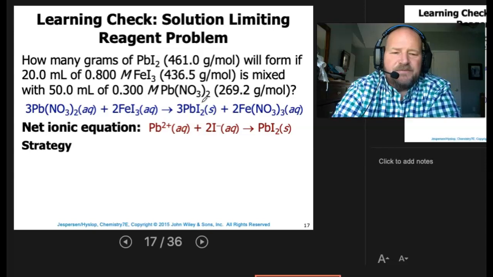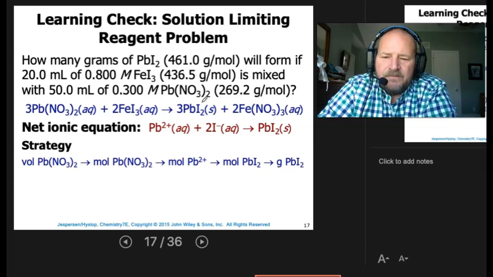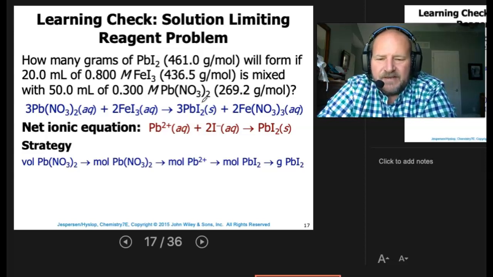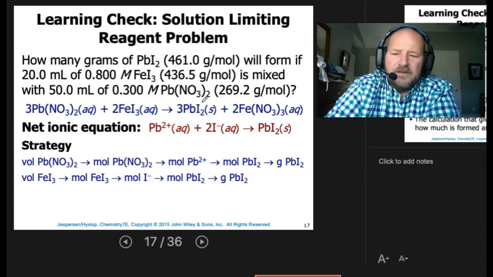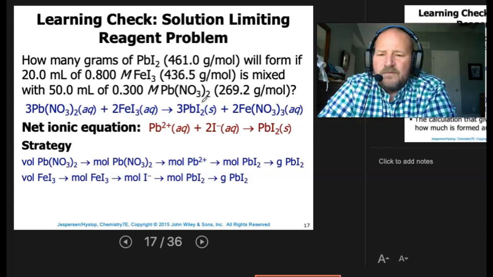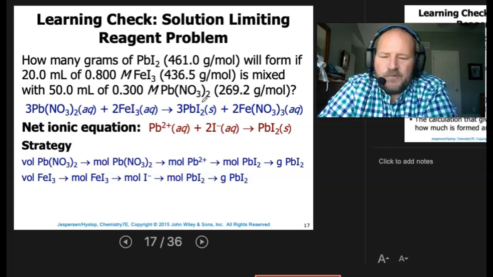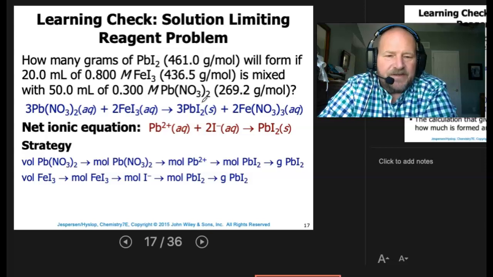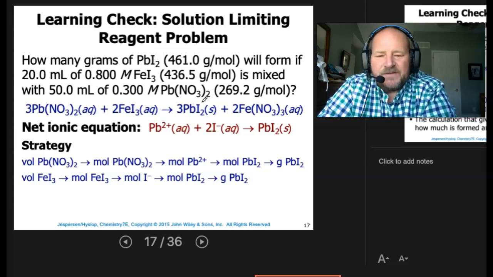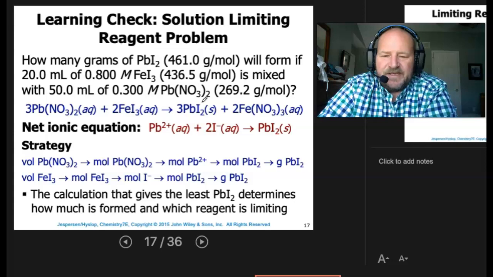All right, the strategy, much like before: we're going to take our volume of lead nitrate, figure out moles of lead nitrate, moles of lead nitrate to moles of lead to moles of lead iodide to grams of lead iodide. We'll take our volume of iron iodide to moles of iron iodide to moles of iodide to moles of lead iodide to grams of lead iodide. So very similar to what we did last chapter, except now we'll have some extra steps of solution calculations going on. The calculation that gives the least PbI2 determines how much is formed and which reagent is limiting.